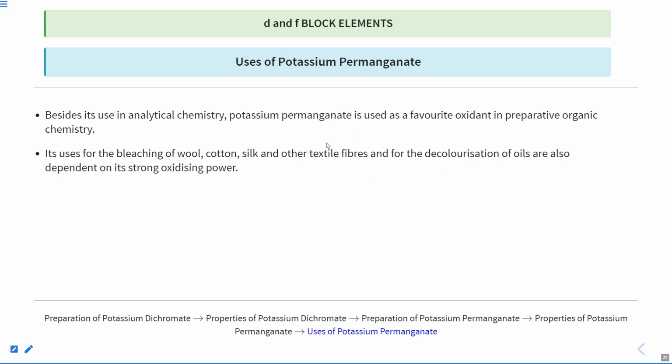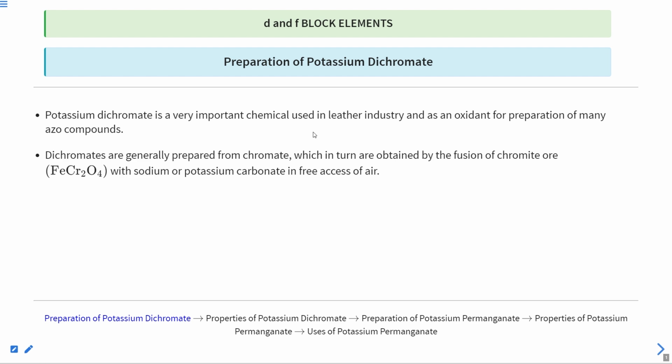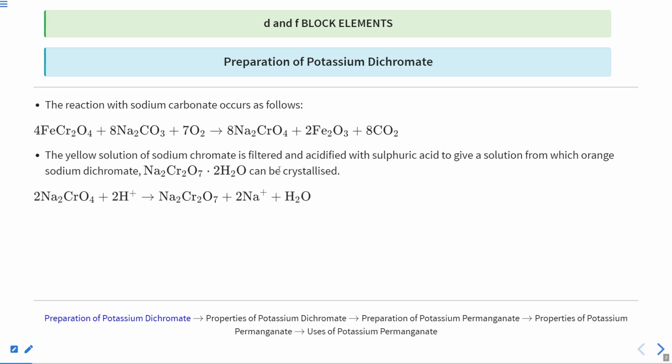So this is all about the preparation of potassium permanganate and potassium dichromate. Let us revise all these reactions one more time from the start. First, for the preparation of potassium dichromate, we use chromite ore, that is FeCr2O4. Next, we fuse it with sodium carbonate. This will give you chromate ion, Na2CrO4. Once we get Na2CrO4, we treat it with H plus or change the pH. That would give us Na2Cr2O7.